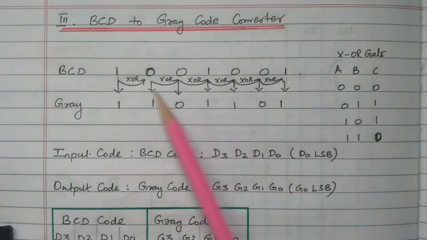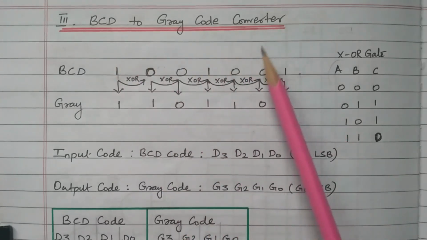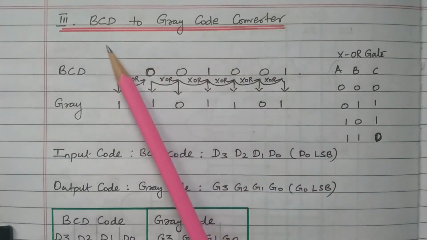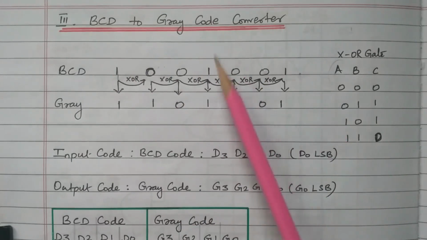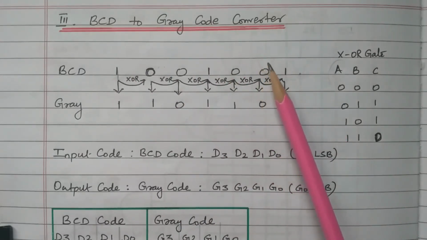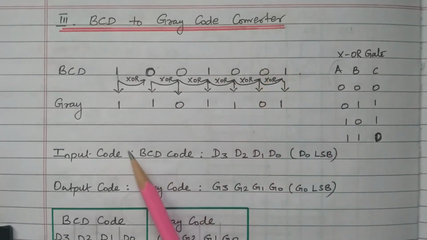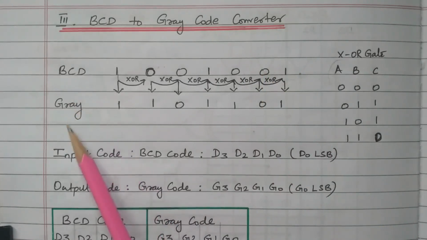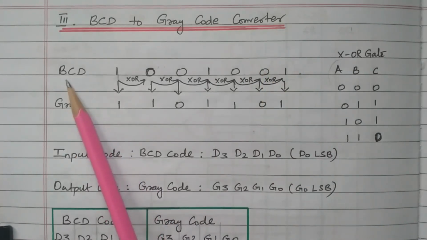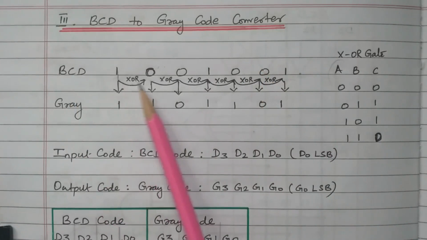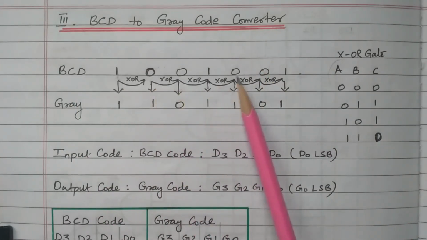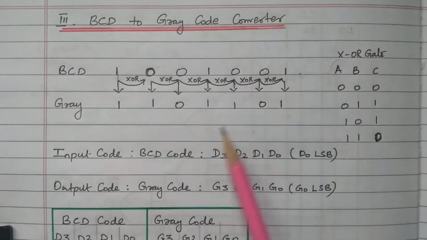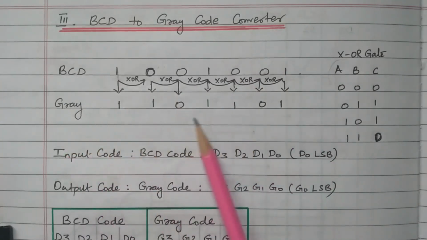Now we'll go to the topic BCD to gray code converter. We need to convert the BCD code into gray code by using the converter. We need to develop the logic diagram. First we will see how to convert the BCD to gray code. Let us consider this BCD code 1001001. How to convert this to gray code? This is the resultant gray code.